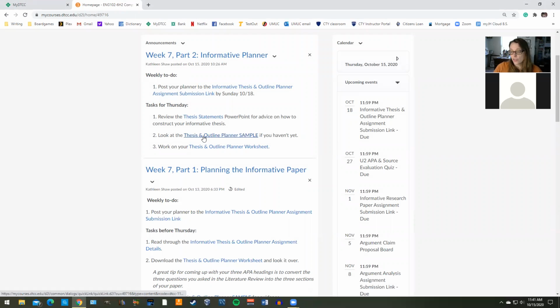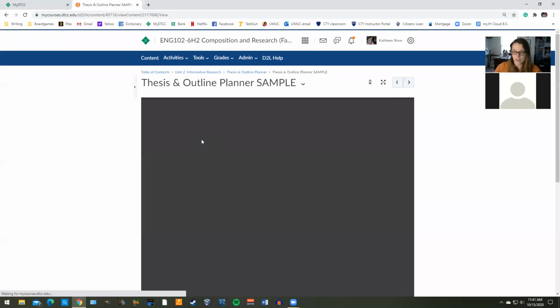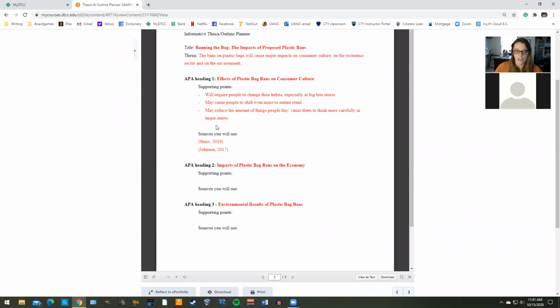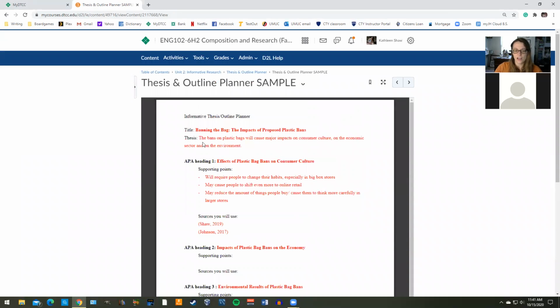So in addition to looking through that PowerPoint more in detail, the other thing that I ask you guys to do is make sure you look at this sample if you haven't yet. So here is a sample of the paper. And you can see now what I've done. I have the title. Here's my thesis. The bans on plastic bags will cause major impacts on consumer culture, on the economic sector, and on the environment.